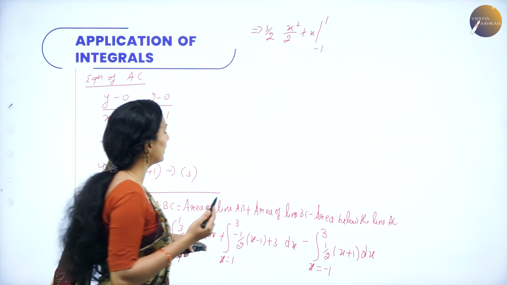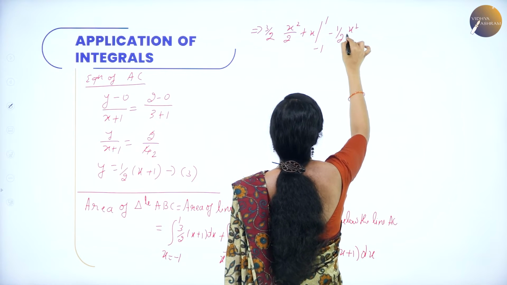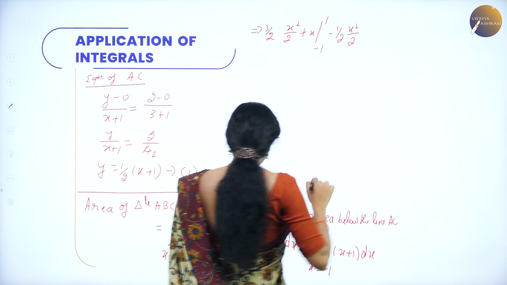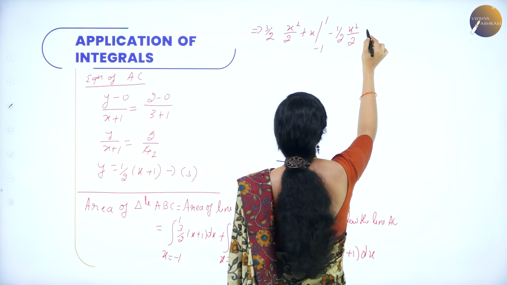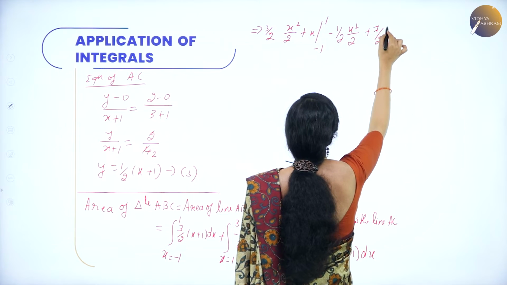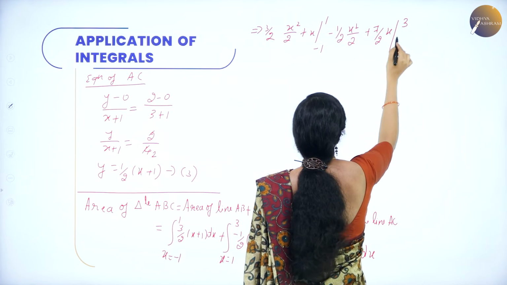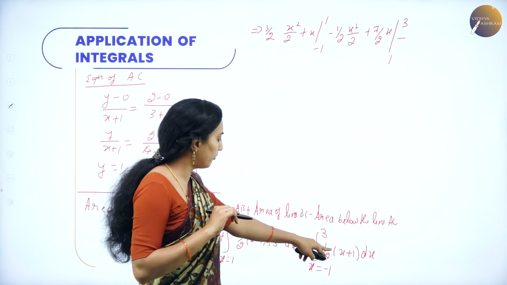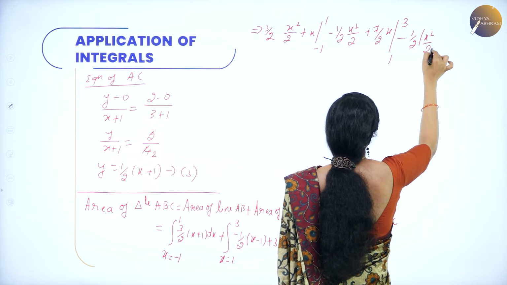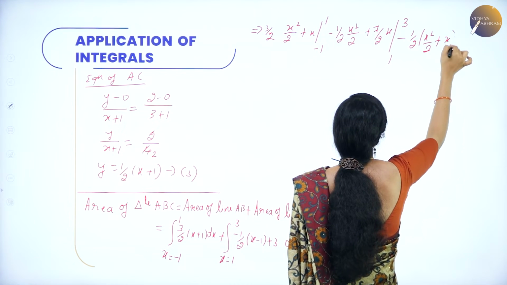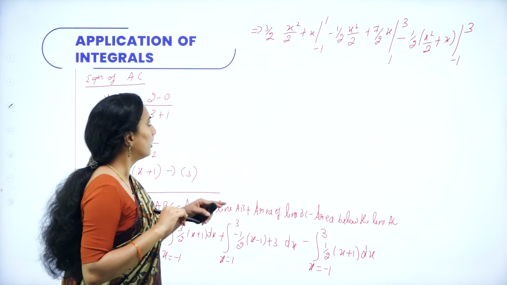So therefore I can take it as -half into x squared divided by 2, minus into minus is plus 7 by 2 into x. So from the limit, x will be varying from 1 to 3. So minus, I can have here half into x squared divided by 2 plus 1 into dx is x, from the limit -1 to 3. Now apply the upper limit first and then the lower limit.